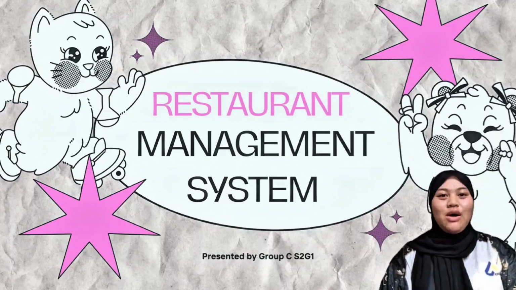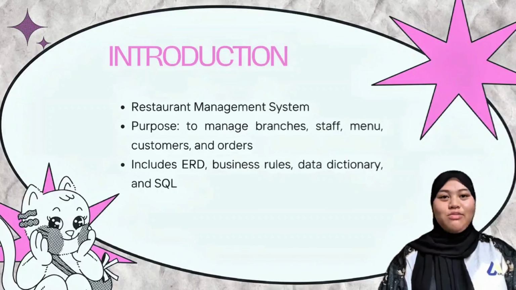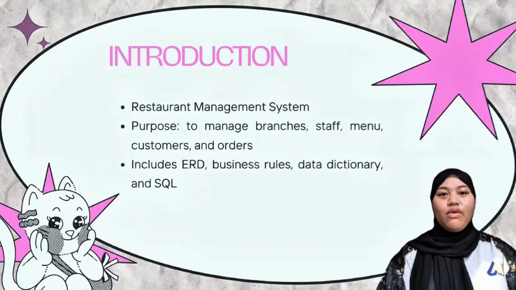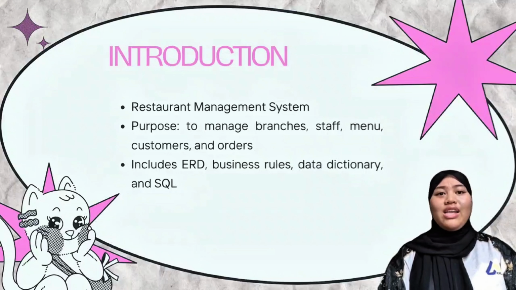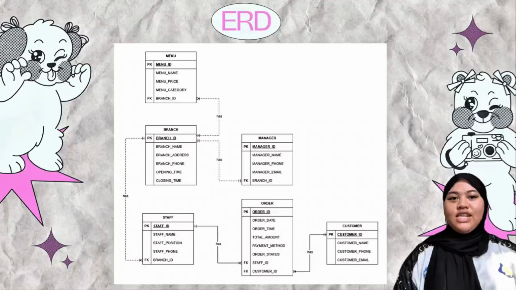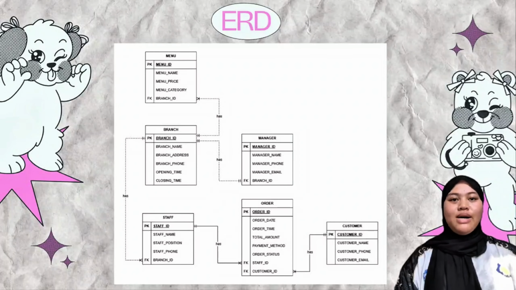Assalamualaikum and hi. Today our group will be explaining the design part of our system, and I will explain about the entity relationship diagram (ERD) and the business rules for our restaurant management system. This design shows how the data is structured before it is implemented using SQL. This ERD consists of 6 main entities, which are branch, manager, staff, menu, customer, and order.